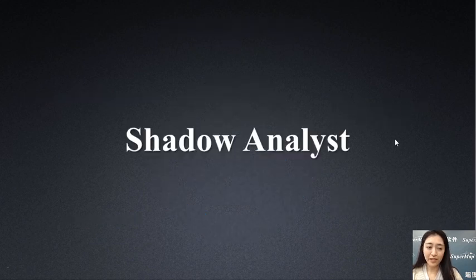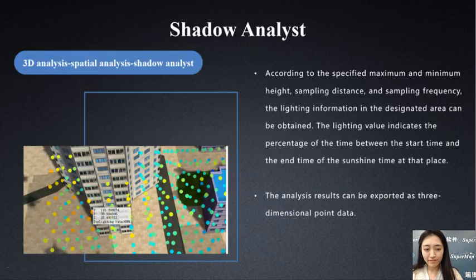Okay, next let's look at the shadow analysis. The shadow analysis can obtain the lighting information in the designated area according to the specified maximum and minimum height, sampling distance and sampling frequency. The lighting value represents the percentage of the time between the start time and the end time of the sunshine time at that place. And the analysis results can be exported as 3D point data.